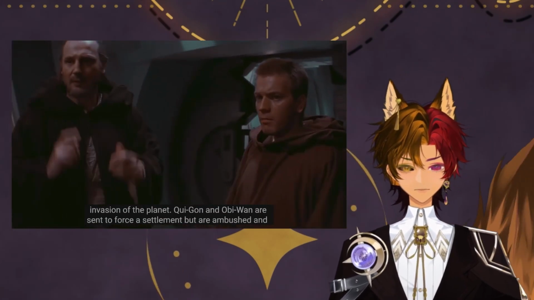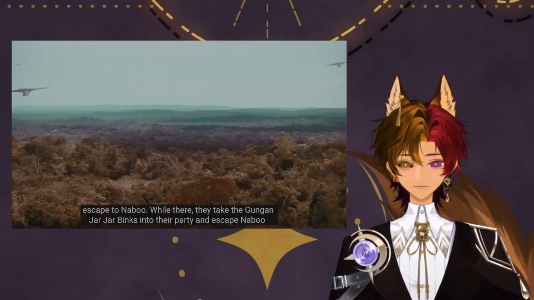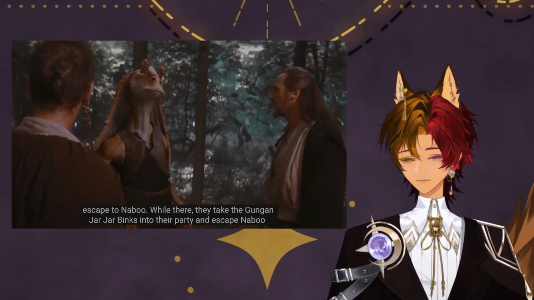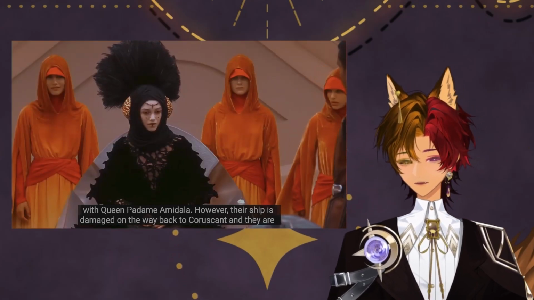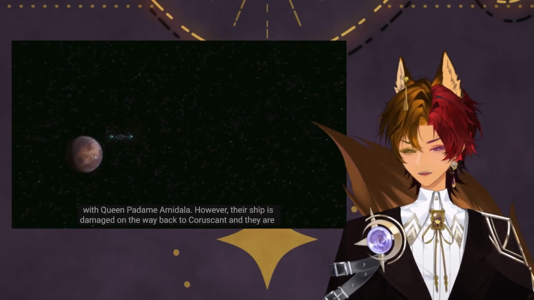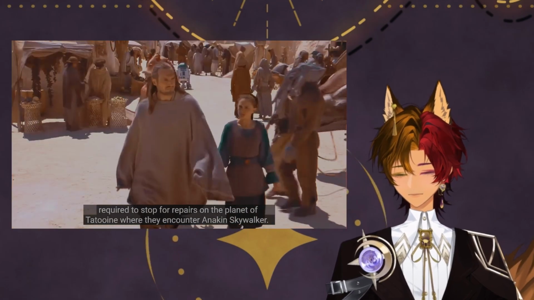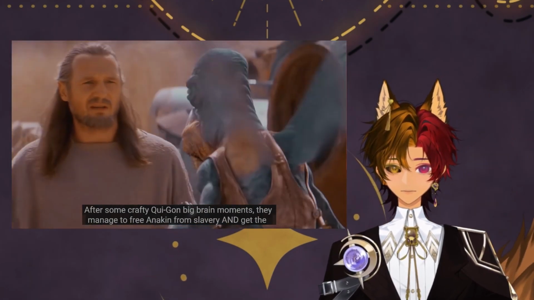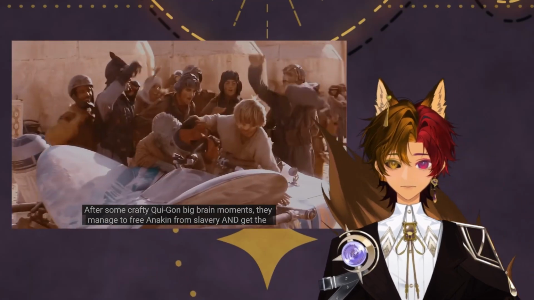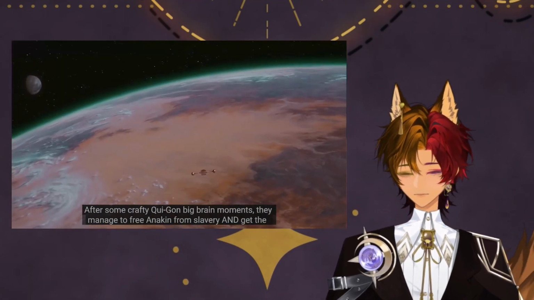Qui-Gon and Obi-Wan are sent to force a settlement, but are ambushed and escape to Naboo. While there, they take the Gungan Jar Jar Binks into their party and escape Naboo with Queen Padme Amidala. However, their ship is damaged on the way back to Coruscant and they are required to stop for repairs on the planet of Tatooine, where they encounter Anakin Skywalker. After some crafty Qui-Gon big brain moments, they manage to free Anakin from slavery and get the parts they need.